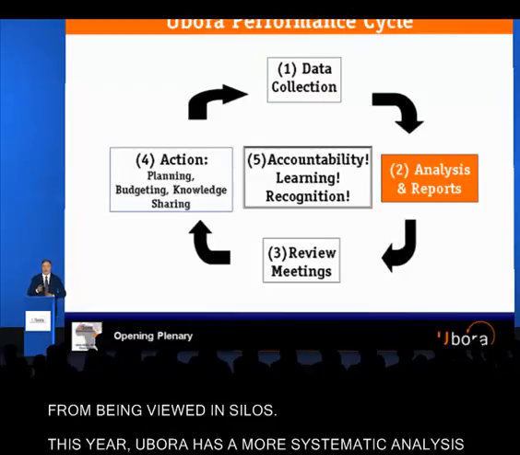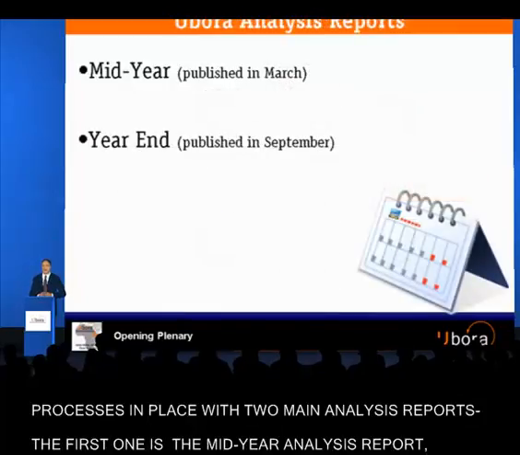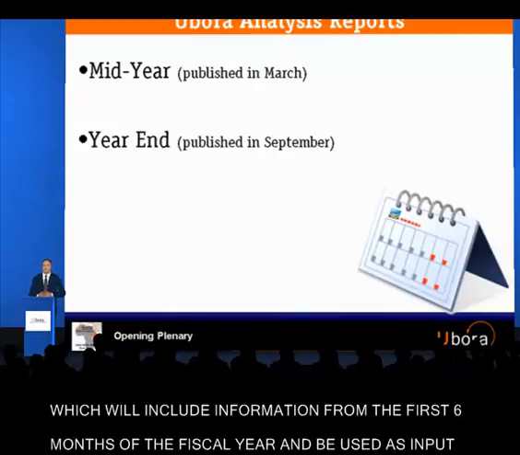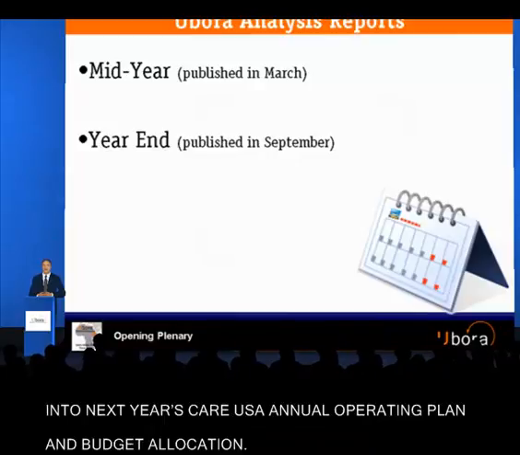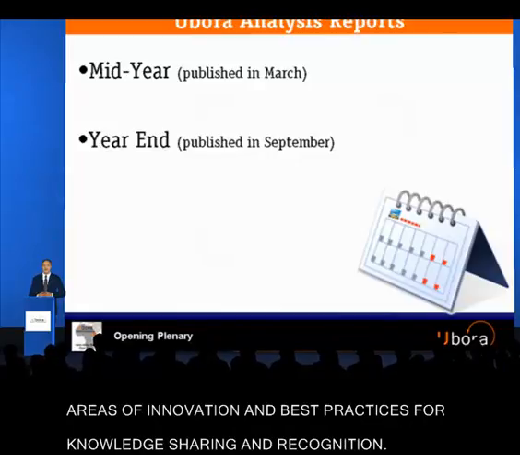This year, Ubora has a more systematic analysis process in place, with two main analysis reports. The first one is the mid-year analysis report, which will include information from the first 6 months of the fiscal year and be used as input into next year's CARE USA annual operating plan and budget allocation. The second report is the year-end analysis report, which will highlight key achievements and identify areas of innovation and best practices for knowledge sharing and for recognition.